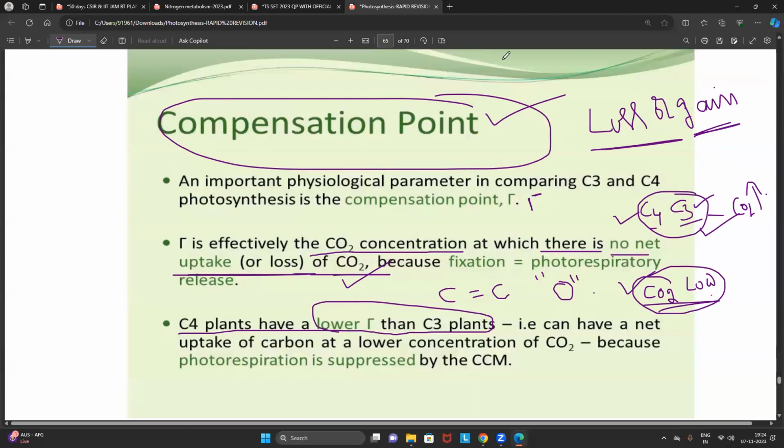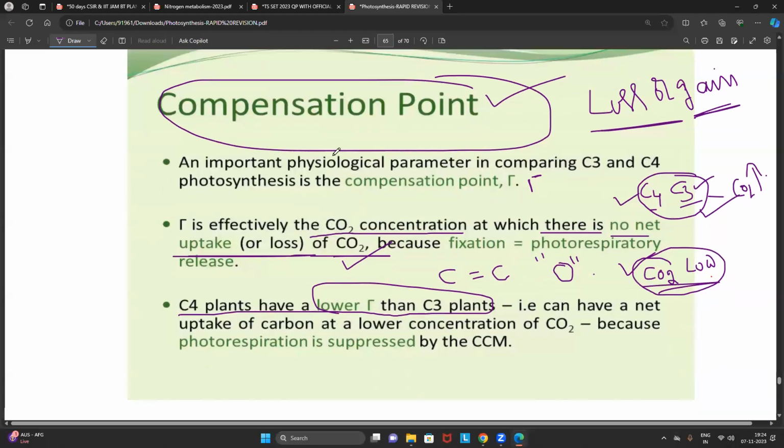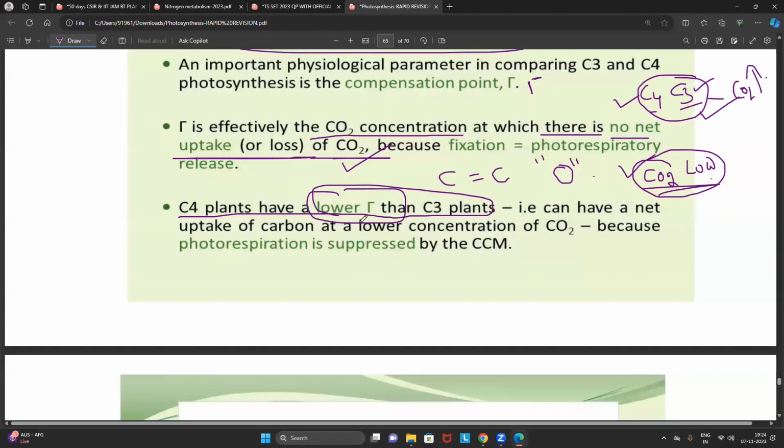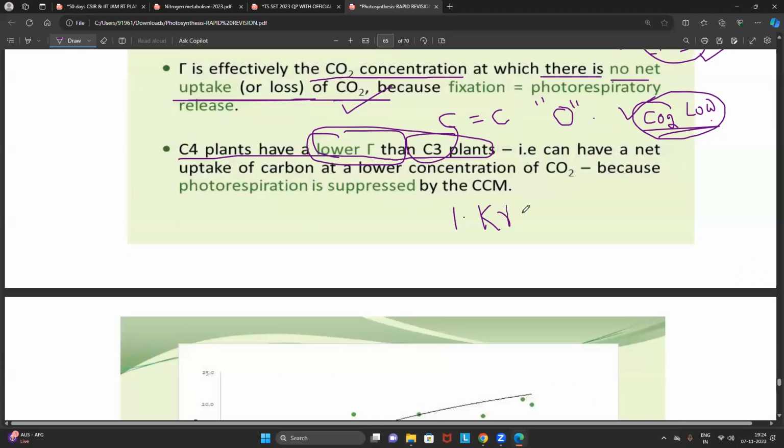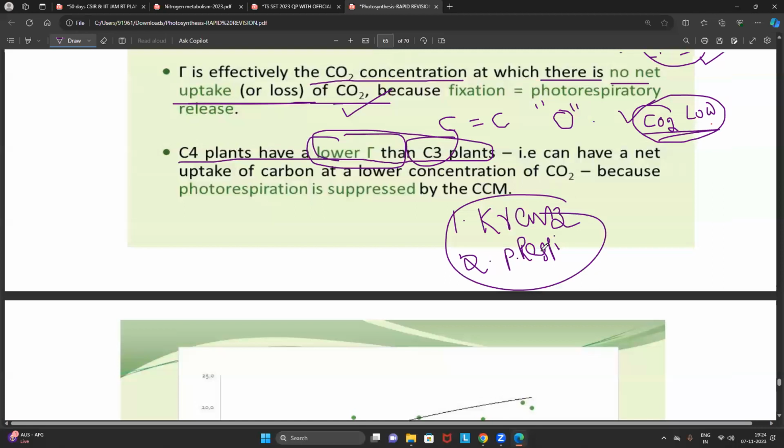Now you can ask me a question: sir, what is the reason that you can say C4 plants always have a lower compensation point than the C3 plant? I can tell you two reasons. One is the Kranz anatomy, and another one is that C4 plants suppress photorespiration.